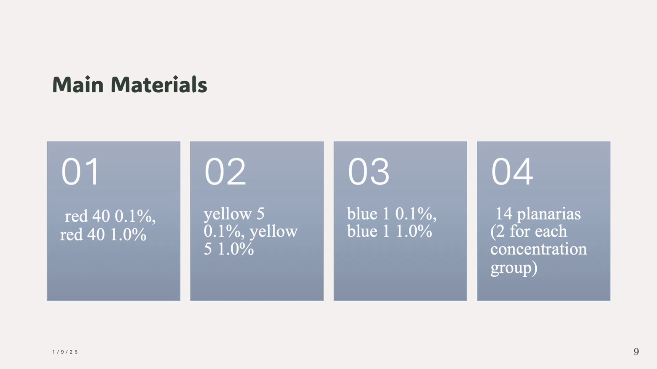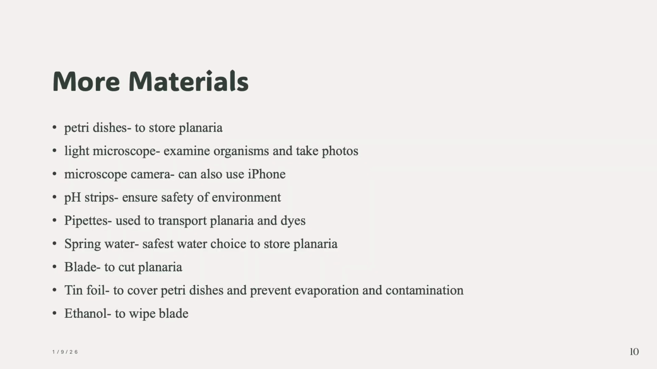My main materials involve 0.1% and 1% of each red 40, yellow 5, and blue 1. I will also need 14 planaria. Other materials include petri dishes, light microscope and camera, pH strips, pipettes, spring water, blade, tinfoil, and ethanol.